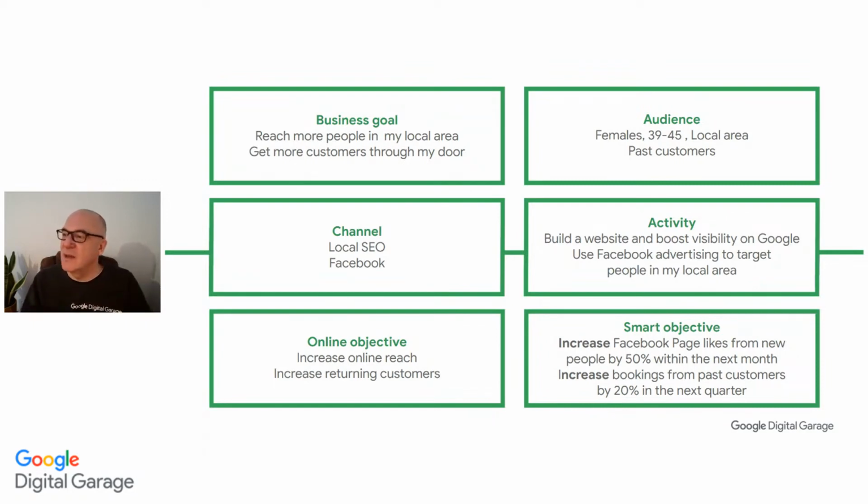We know that we're going to be using local SEO and Facebook as our key channels. Our activity is to build a website and boost visibility on Google by getting that Google business profile. We're going to be using Facebook advertising, and we've got our SMART objectives. Increase Facebook page likes from new people, not old people, and you can segment to that level of detail by 50% within the next month. Increase bookings from past customers by 20% in the next quarter.